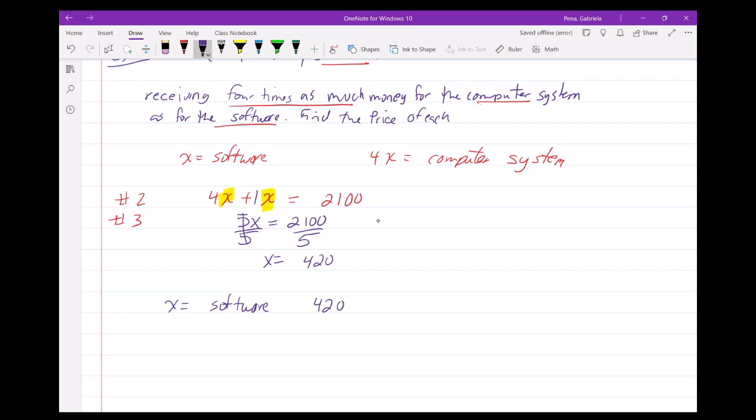So this 420 means that since X is the software, the software is 420. But because the computer system is 4X, I have to do 420 times 4. That's 0, that's 8, that's 16. So my computer system is 1680. So that's where we would take word problems and translate them into math problems. If you have any questions, keep your notes with you while you're doing your assignment.